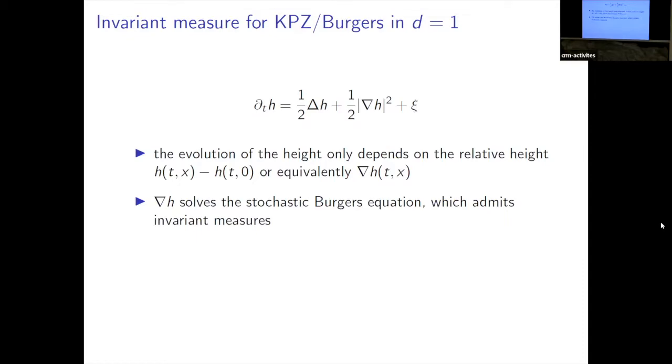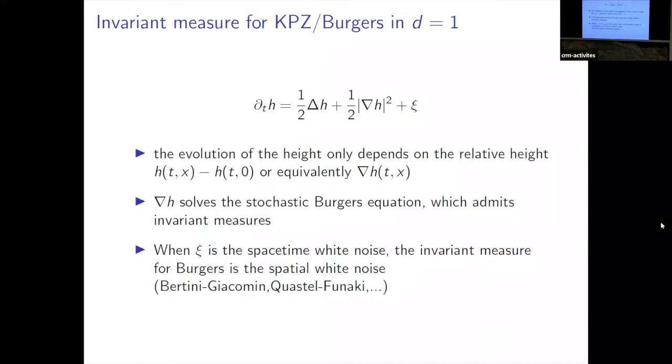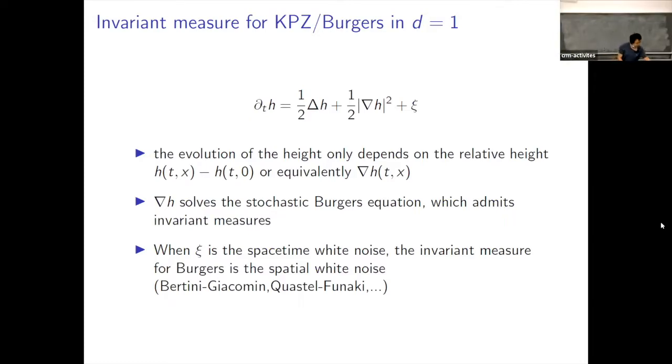The gradient of H solves the Burgers equation with random forcing, and it turns out that this Burgers equation has an invariant measure. When Xi is space-time white noise, the good thing is that the invariant measure is very explicit. For the Burgers equation, the invariant measure is the spatial white noise, and for the KPZ, if you integrate the spatial white noise, you get two-sided Brownian motion. Let me use the board because I think this is important here. If my H0(x) is B(x), which is a two-sided Brownian motion, then I run this equation when Xi is space-time white noise in d equal to 1.